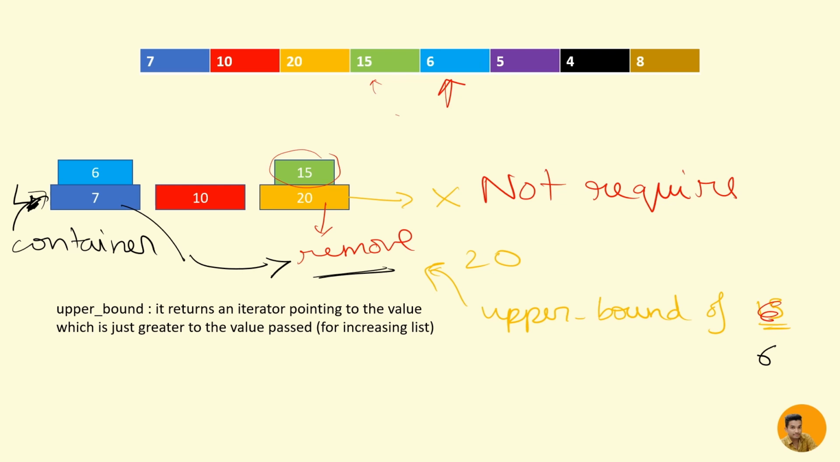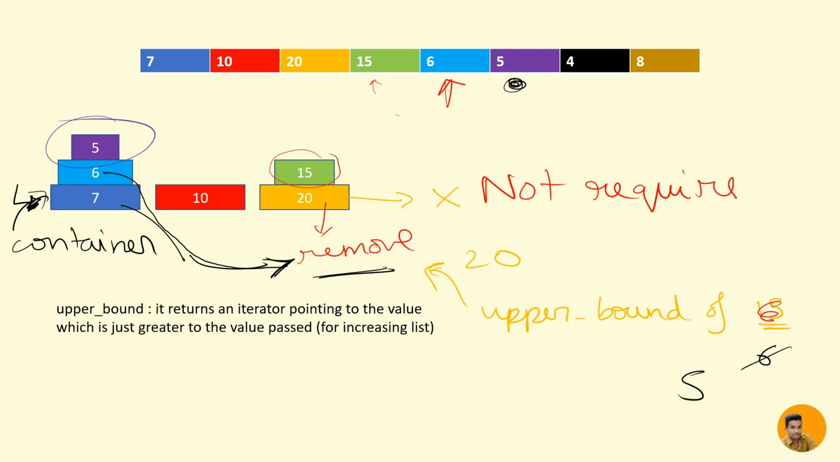Okay, so now we will move forward and we will see 5. Where should I put 5? Upper bound of 5 would give, in this container, now I don't have any 7 anymore. It is removed. So we have 6, 10 and 15. So upper bound of 5 would give the next higher value present in the container. So 6 is the value. So we will put this onto 6 and I will remove this 6 also from our container because it is not required anymore. 5 is our new point of contact.